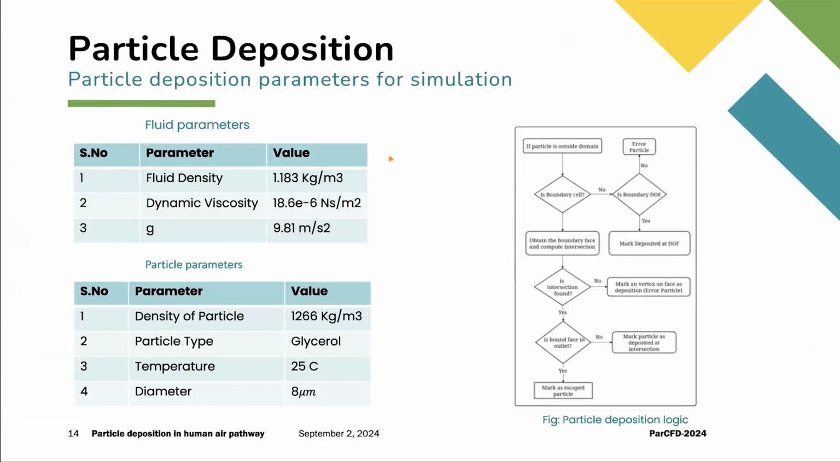So these are the particle parameters that I used for modeling. We wanted to model an 8 micron particle to replicate the results from literature, for a glycerol particle, with the properties taken at 25 degrees Celsius.